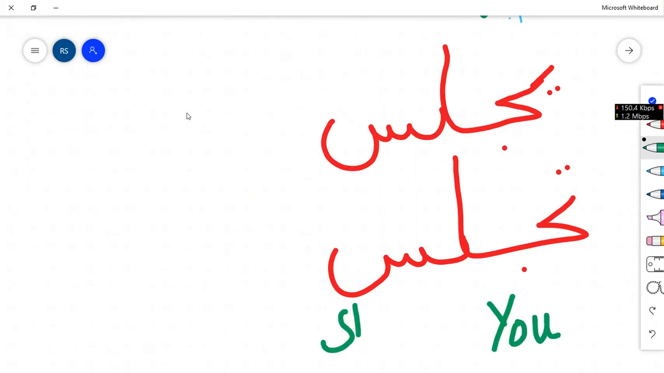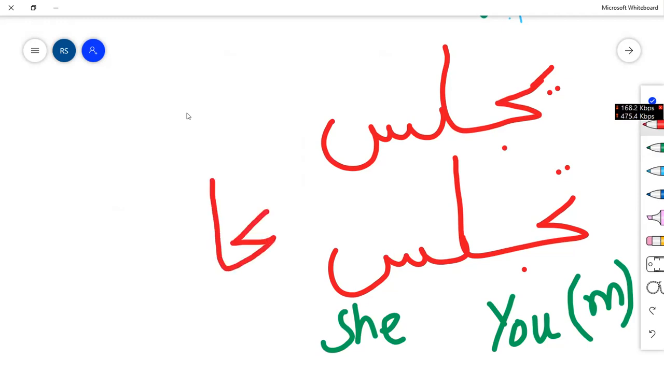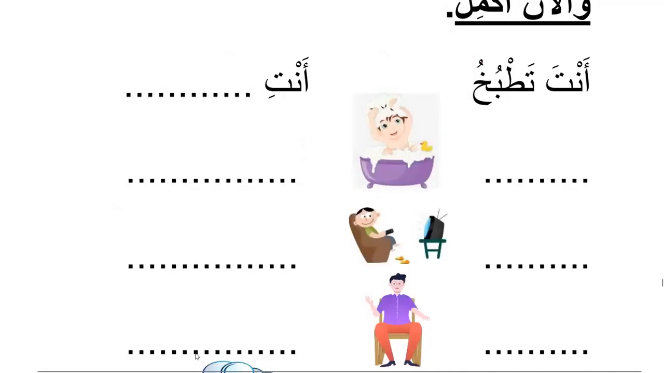So the word tajlisu has two meanings. First meaning is she is sitting. And second meaning is you are sitting, which is for male only. Okay? If we want to say you are sitting, female, what is the word? Tajlisina. Okay. So these are the four verbs that you have studied so far. So what is the word here? Anta tajlisu. Correct. Anti tajlisina. Correct. So, Rayan? Wait, Rayan has gone. Okay.